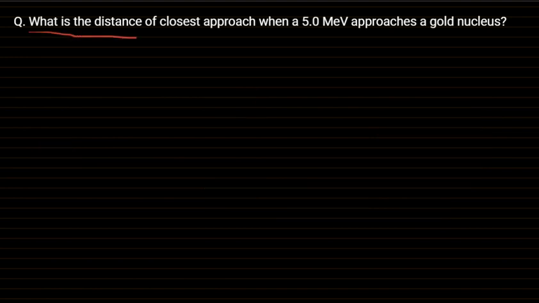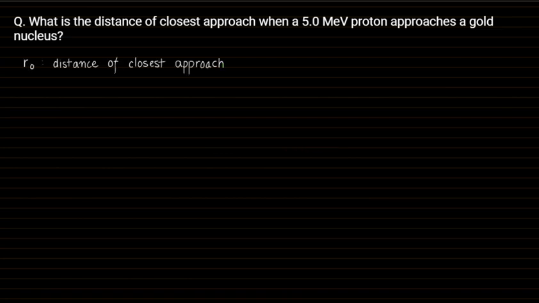What is the distance of the closest approach when a 5 mega electron volt proton approaches a gold nucleus? Okay, so a proton having kinetic energy of 5 mega electron volt is approaching a nucleus. Till what is the closest distance it can reach to the nucleus? First let us assume that r0 is my distance of the closest approach.